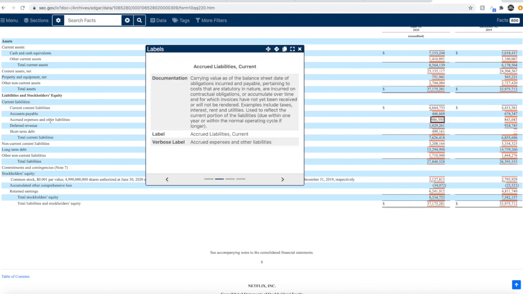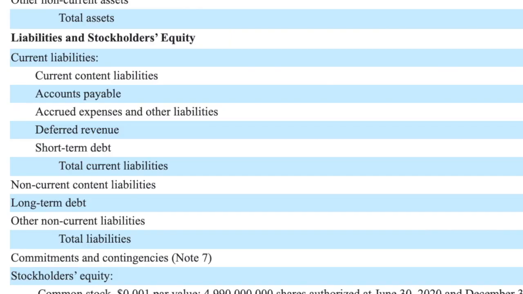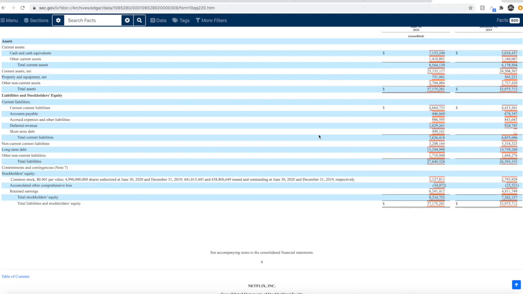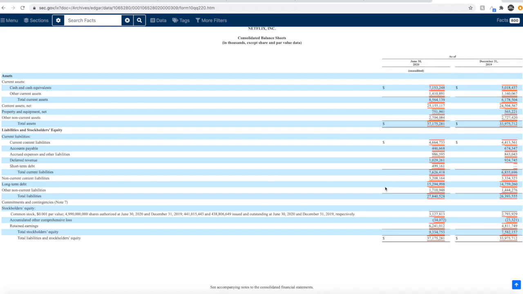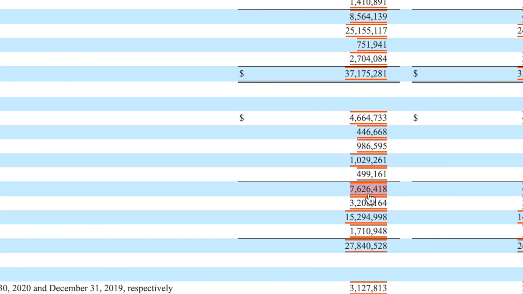And the next item is accrued expenses and other liabilities. This includes the expenses that Netflix has built up and not yet paid for, and could include things like taxes, interest, rent, and utilities. The last two items are deferred revenue and short-term debt. Deferred revenue is just the revenue that Netflix has earned but not yet provided services for. This would be, for example, a customer buying a 1-year membership but only being 6 months into the membership. Netflix's total current liabilities are around $7.6 billion, with current content liabilities and deferred revenue being the biggest.